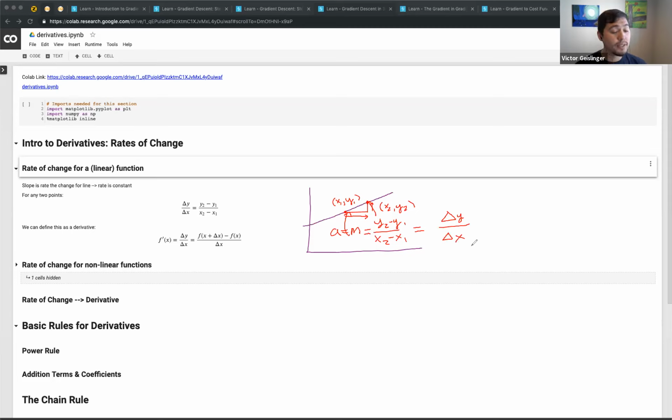And what's nice about this is that for a linear function, a line, whether it's going up or down, this is always the same. No matter where you pick your 2 points, the slope is always going to be the same, because even if you increase y by a large amount, x is going to increase by the same amount too. So this is where we'll usually write this like this.